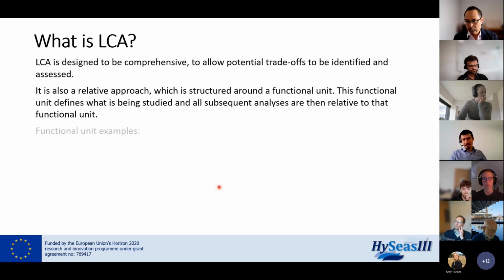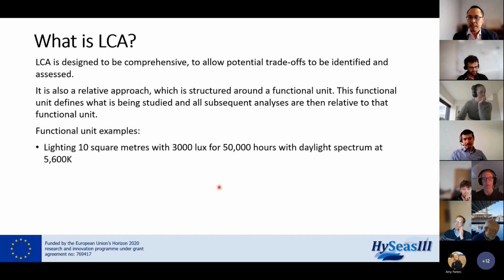Now, this is a bit abstract again. What's a functional unit? Lighting 10 square meters with 3,000 lux for 50,000 hours with daylight spectrum at 5,600 Kelvin. This is very specific and, of course, probably not relevant to a lot of us, but in some ways, the more specific you are with a functional unit, the more valid the comparison.